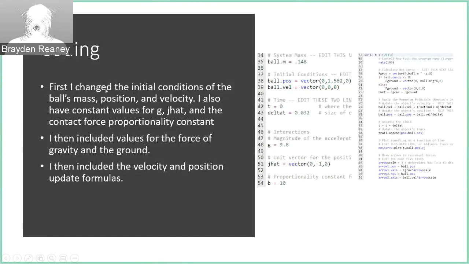Here's my coding. First, I changed the initial conditions of the ball's mass, position, and velocity, as you can see up here. I also have the constant values for g, j hat, and the contact force proportionality constant, which I chose to be 10 after trial and error, and that's included in the force of gravity and the force of the ground calculations, which were used for the net force. And then I included the velocity and position update formulas in the iterative process.